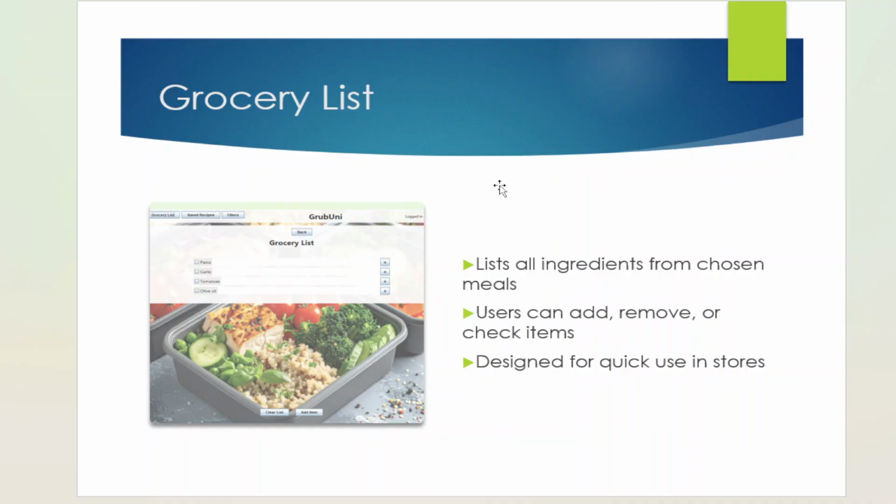Next screen is the grocery list. It lists all the ingredients from the chosen meals here. The users can add, remove, or even check the items, and it's designed for quick use. So you put it in, you click your grocery list, and then you add. It's self-explanatory, easy to follow, and very simple, as we need it to be.